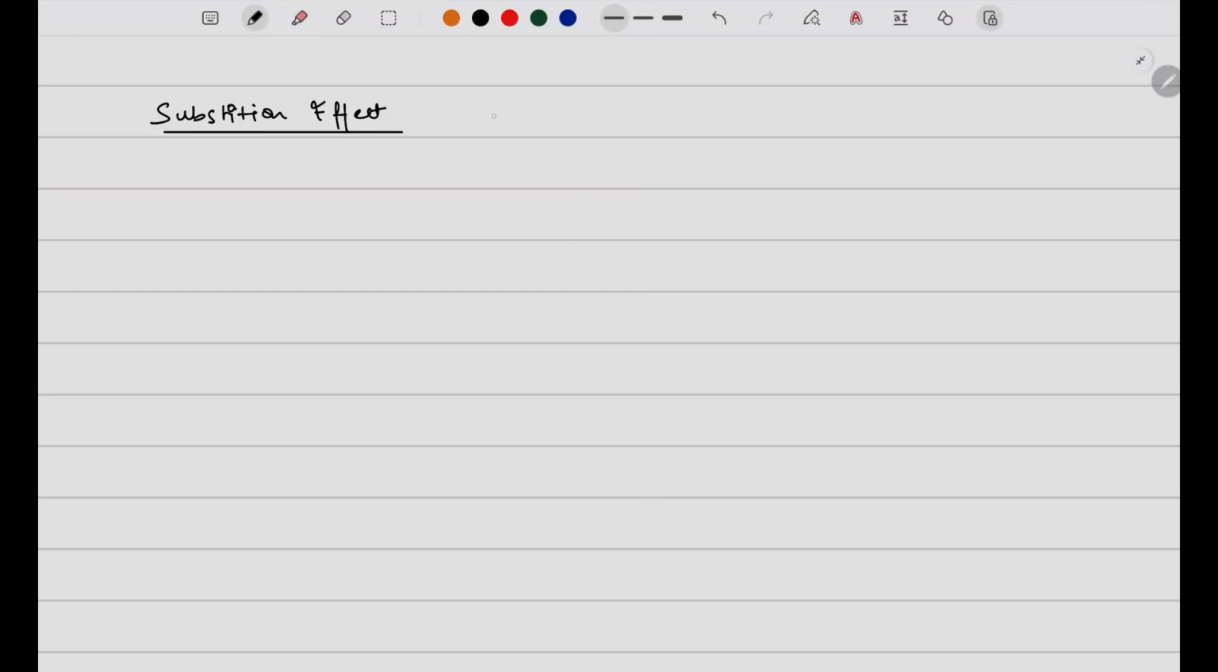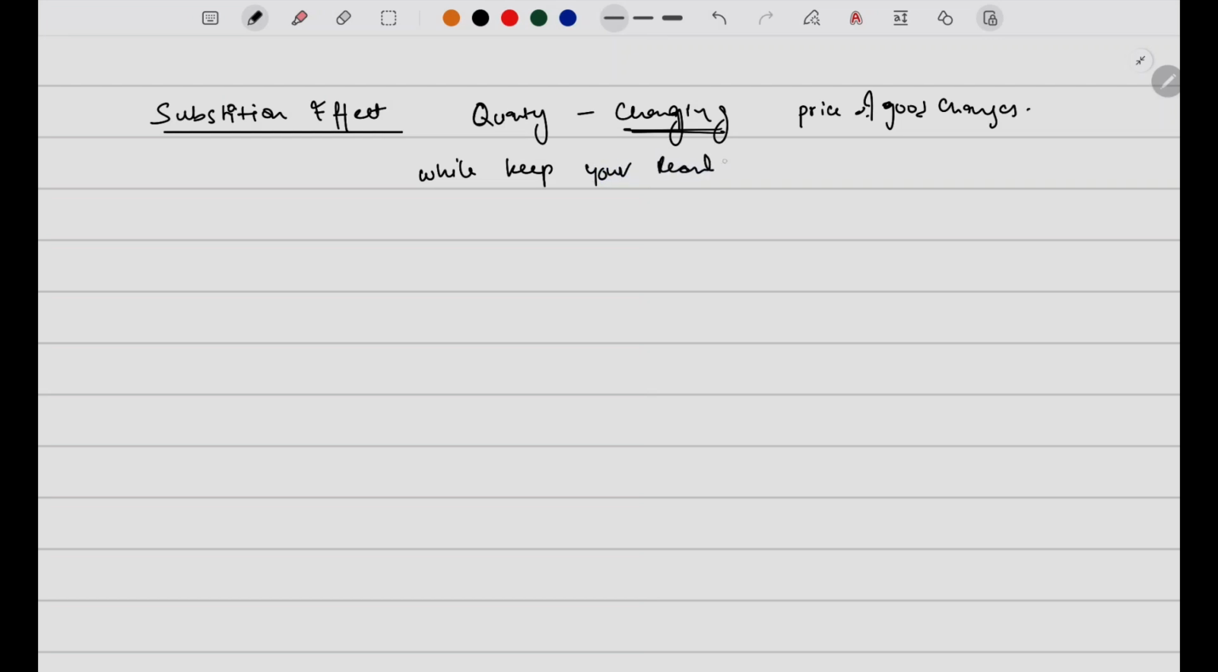Substitution effect will tell you how your quantity is changing when the price of a good changes, while you keep your real income and your level of satisfaction constant. Okay, so substitution effect will tell you how your demand for the quantity of a good will change while you keep your income level and your satisfaction level constant. So that is what substitution effect is.